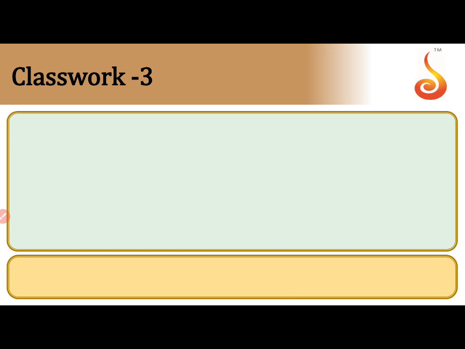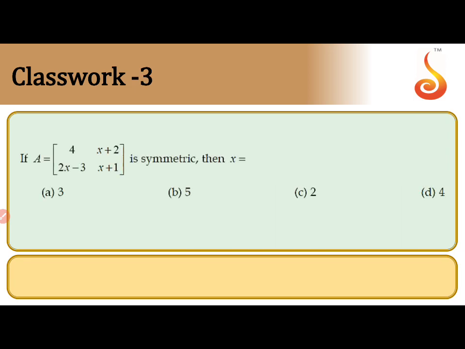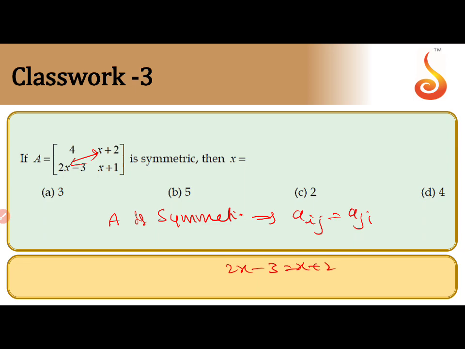The next question. A equals [4x plus 2, 2x minus 3; x plus 2, x plus 1] is a symmetric matrix. Then what is the value of x? Basically we have the property: A is symmetric, which implies Aij equals Aji, meaning these elements are equal. So 2x minus 3 equals x plus 2. The other diagonal elements are equal. Now I can solve for x.